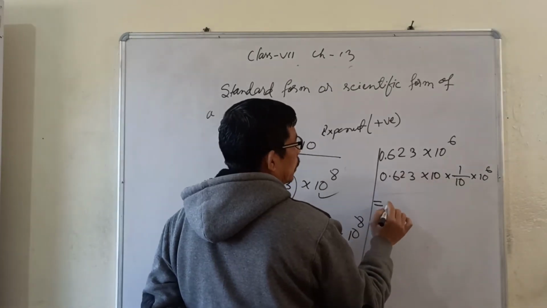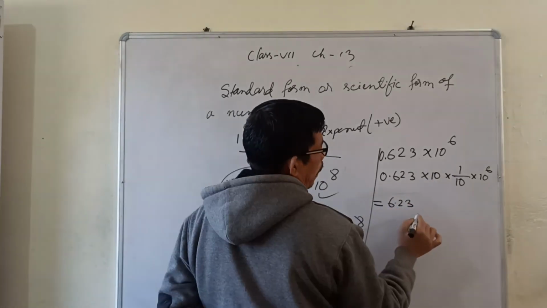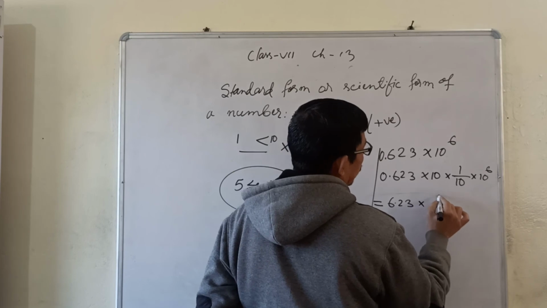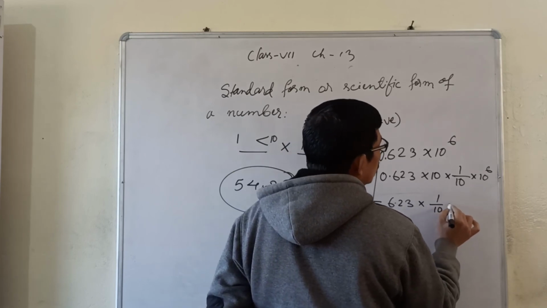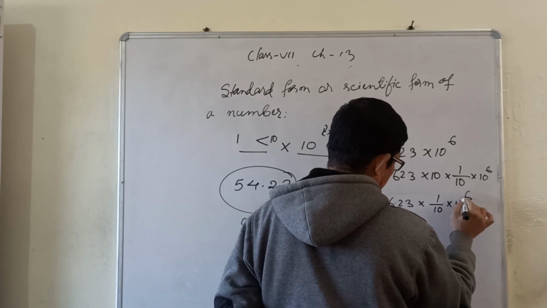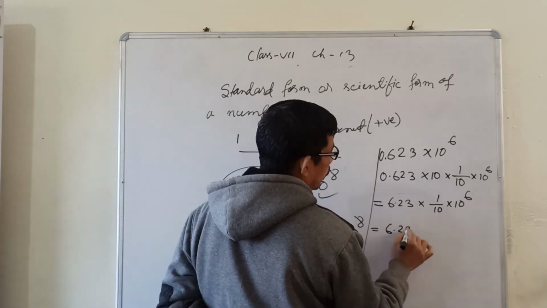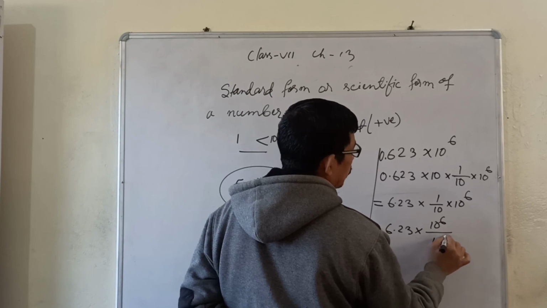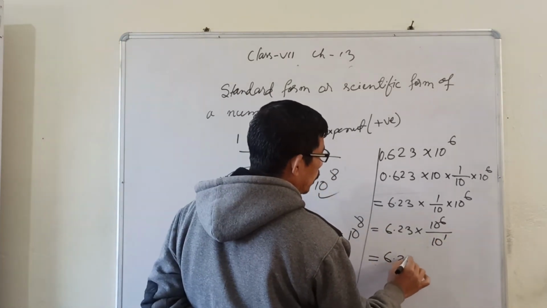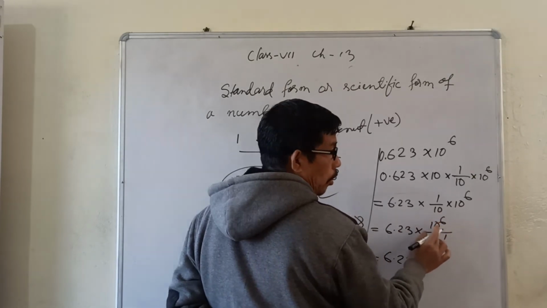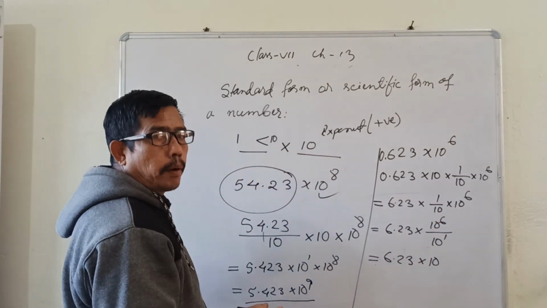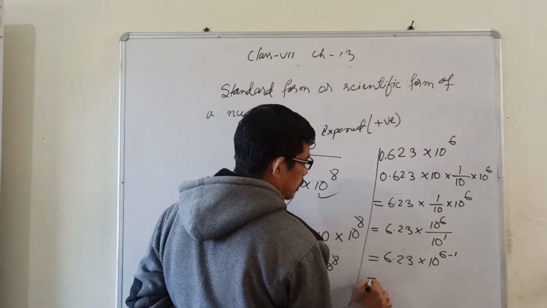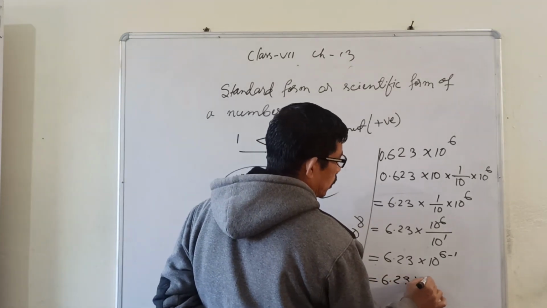So if you multiply this, you will get 6.23 into 1 by 10 into 10 raised 6. This is 6.23 into 10 raised 6 divided by 10 raised, nothing, means 1 here. So 6.23 into 10 raised, in the case of division, exponents are subtracted by the second law of exponents. So it will be 6 minus 1. That is 6.23 into 10 raised 5.